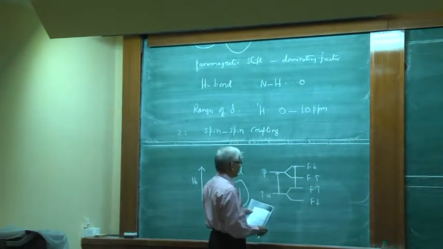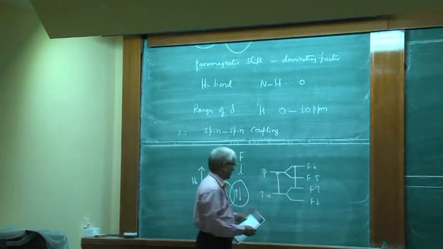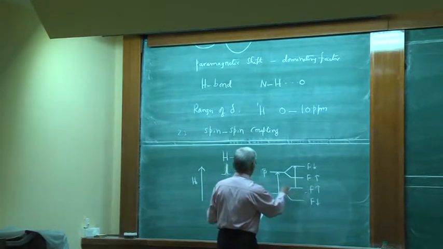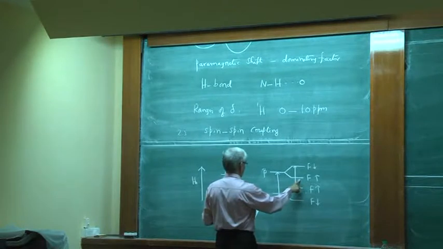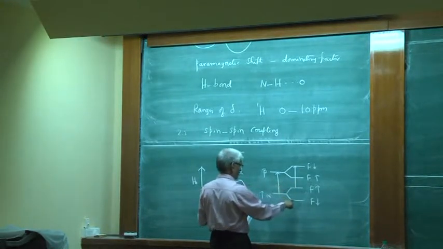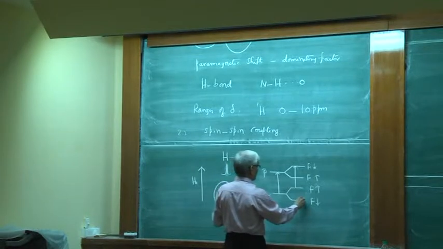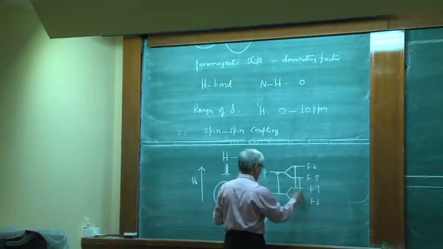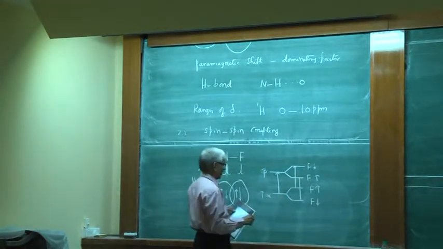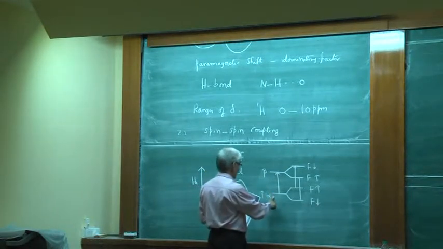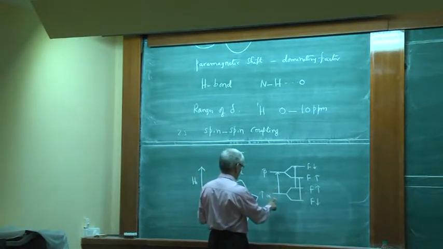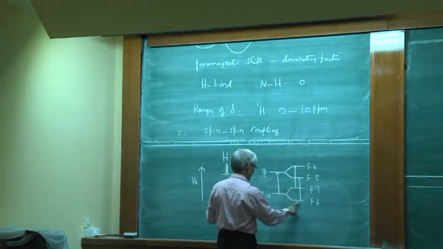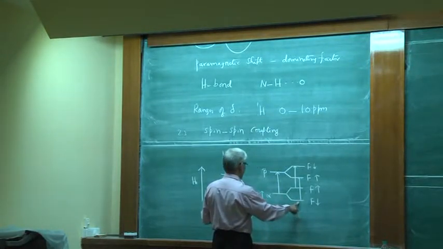And there should be another transition. Which is that transition? Beta to the alpha, from here to here. But these two will be the same energy. These two will be the same energy. Now this will get split into two. Alpha. This is alpha alpha. This is alpha beta. And there should be another transition.